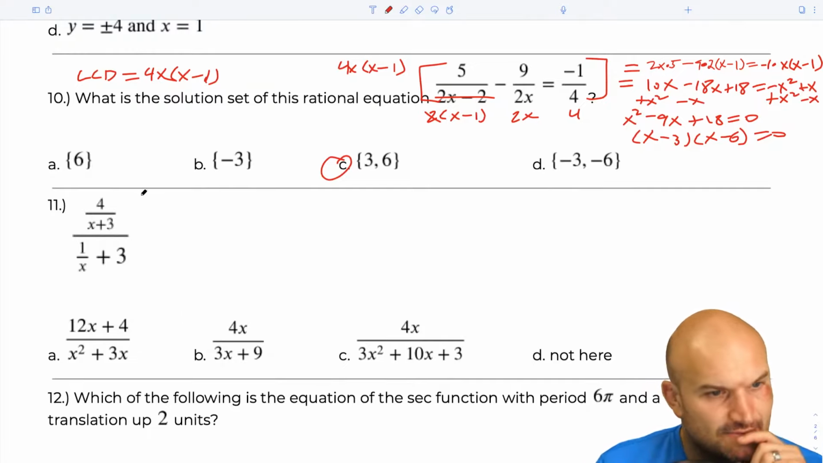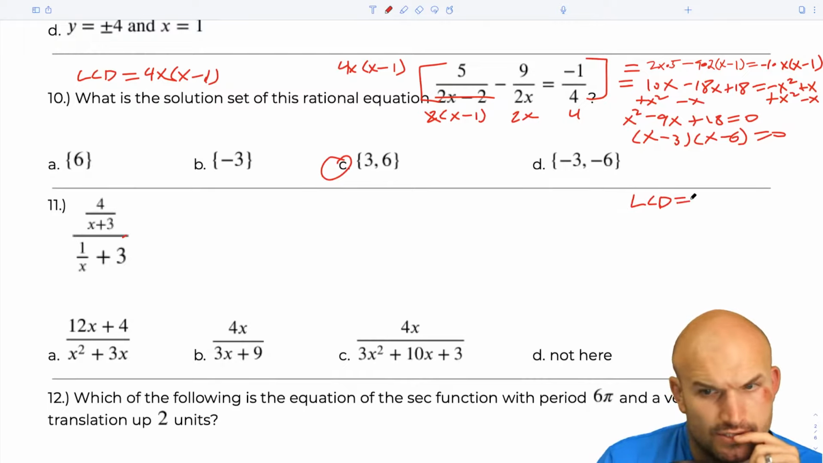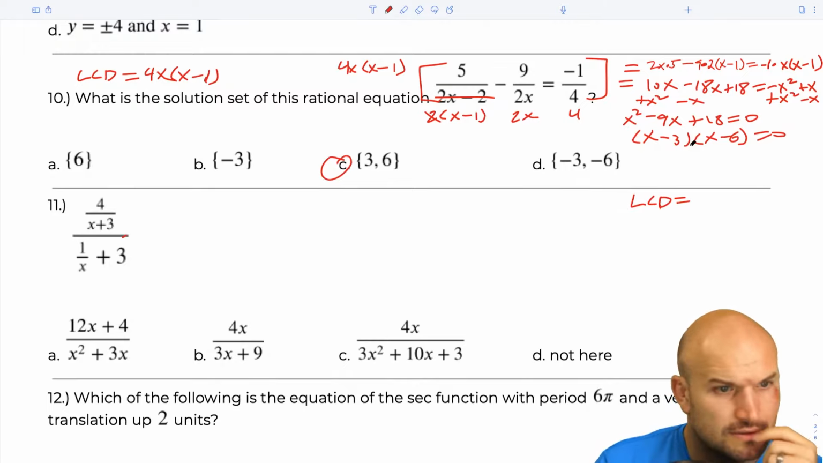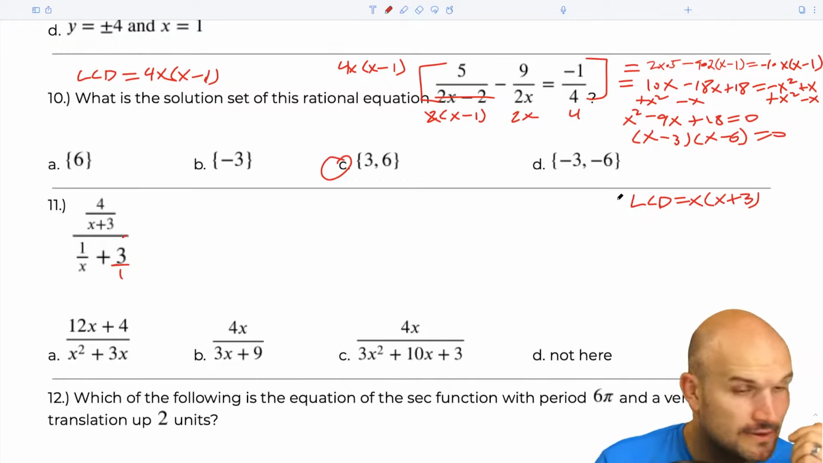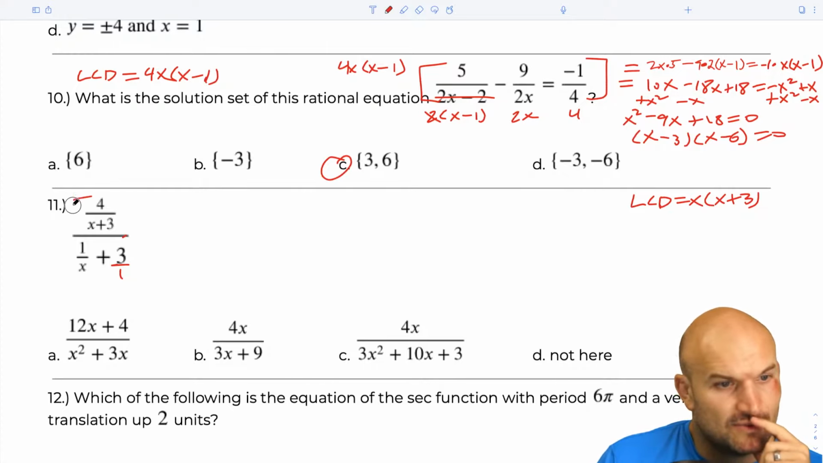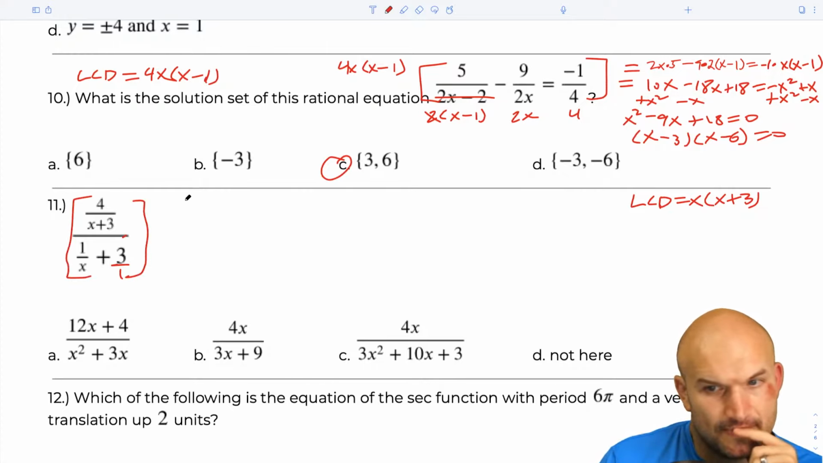So 4 divided by x plus 3 divided by 1 over x plus 1. All right, so again, another LCD. So the LCD equals, let's see, that's going to be over 1. So that's going to be x times x plus 3. Okay, so again, we have to multiply everything times that. So we have x times x plus 3. All right, so those will divide out.